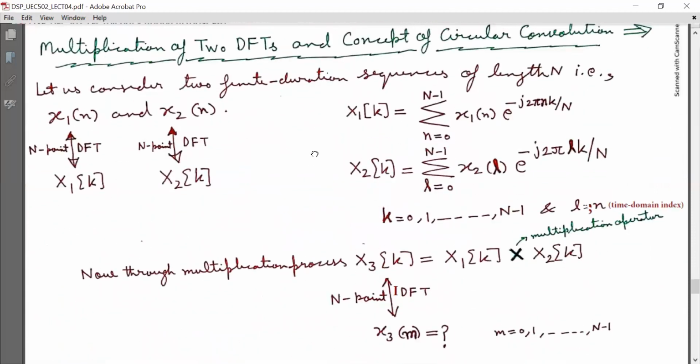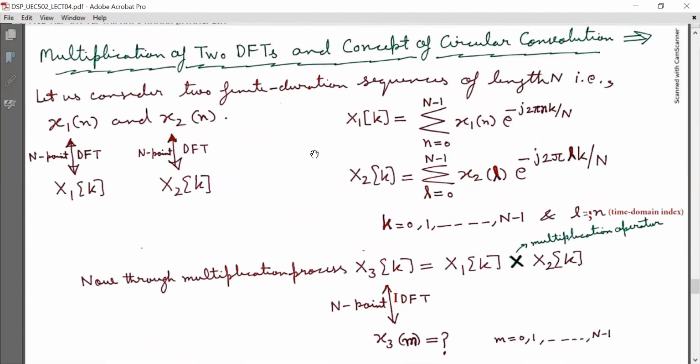This article is very important. That is multiplication of two DFTs and the concept of circular convolution. Let us consider two finite duration sequences of length capital N, that is x1(n) and x2(n). Now the DFT corresponding to x1 is capital X1, and the DFT corresponding to small x2 is capital X2. Now capital X1(k) is represented as summation n running from 0 to N minus 1 of x1(n) e raised to power minus j 2 pi nk by N.